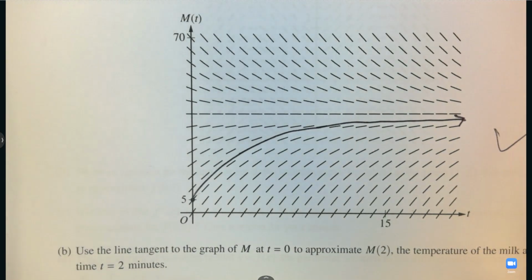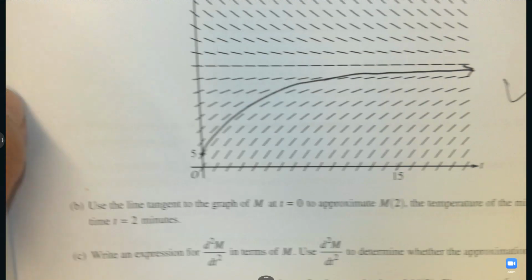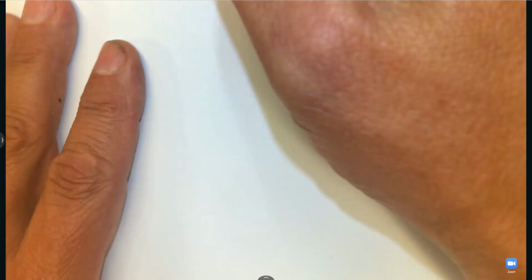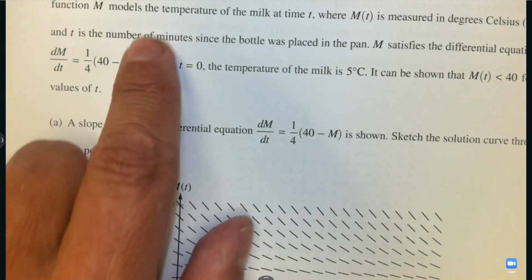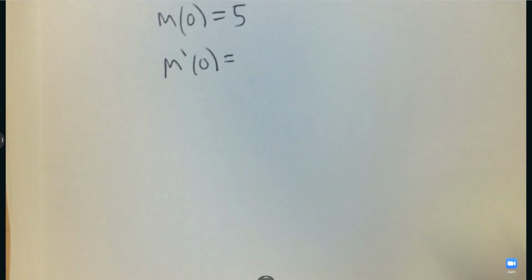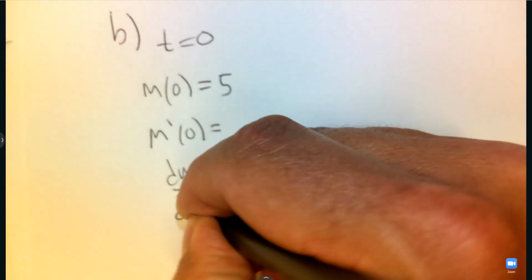We're going to do this on the piece of paper on the left so that you have room, okay? So it says use the line tangent to that at t equals 0 to approximate. So can you do a tangent line? Sure you can. So in part B, it says t equals 0. So I need to know the y value. So at t equals 0, m is the temperature. So the temperature of the milk is 5 degrees. And then I need to know the slope at 0. To know the slope at 0, we have a derivative for m. It's given right in there.